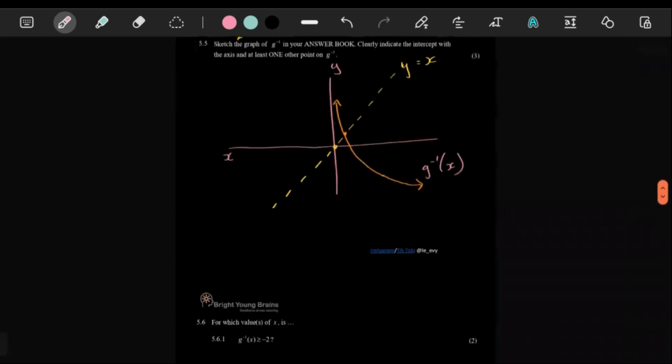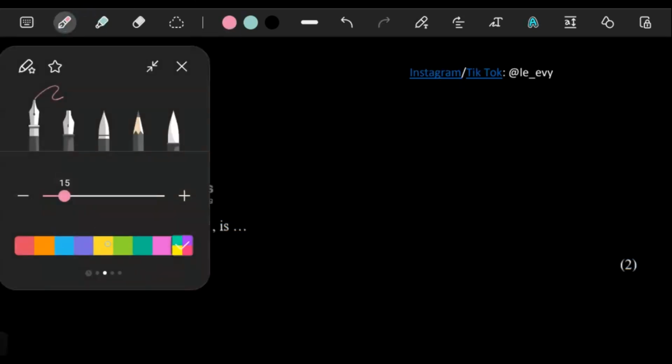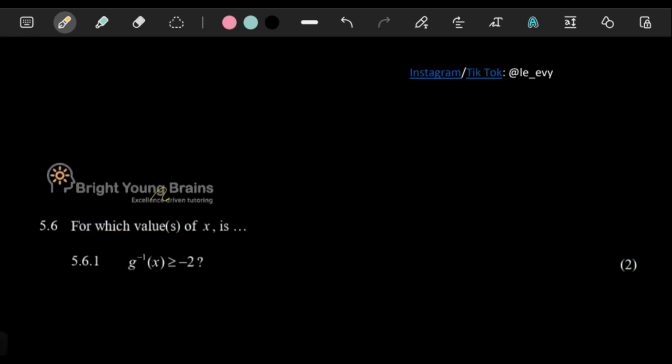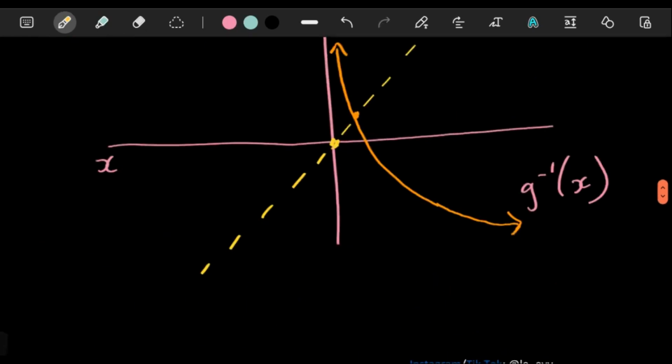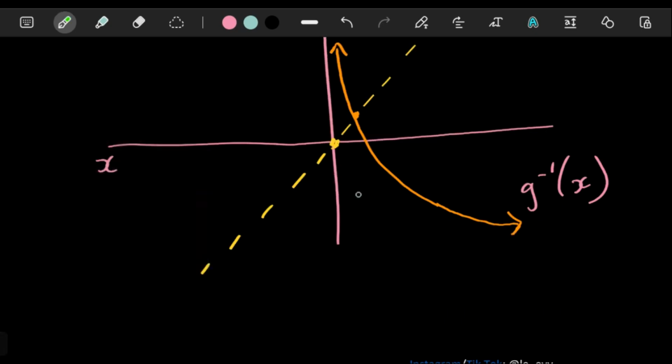So with 5.6, it's a 2-mark question. They said for which values of x is the inverse of g bigger or equal to negative 2. So a question like this needs you to make use of the equation of your graph and the picture. Well, you don't necessarily need the picture, but the picture will help you, because this is just asking you where are the y values of the inverse bigger or equal to negative 2. So firstly, you can just think to yourself, where would the y value negative 2 be? So negative 2 would be somewhere over here, just an estimate.